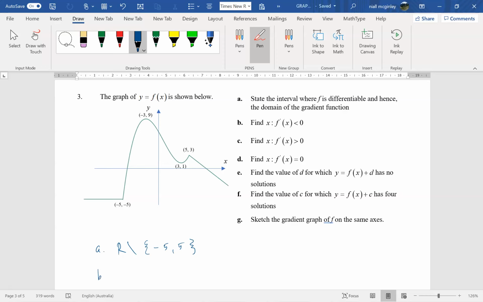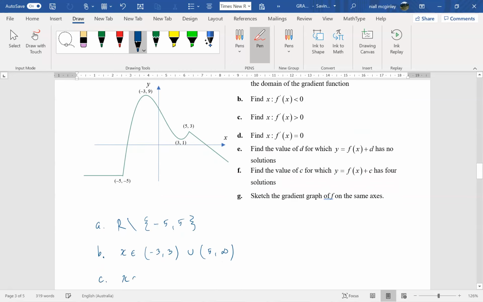So here, looking for where the gradient's negative. So you'll see it's two sections where the gradient's negative, between -3 and 3, and then from 5 to infinity. So here, we're not going to include -3 because the gradient's 0 there. And then we're going from 5 up to infinity. And again, at 5, the gradient is 0, so we don't include that.